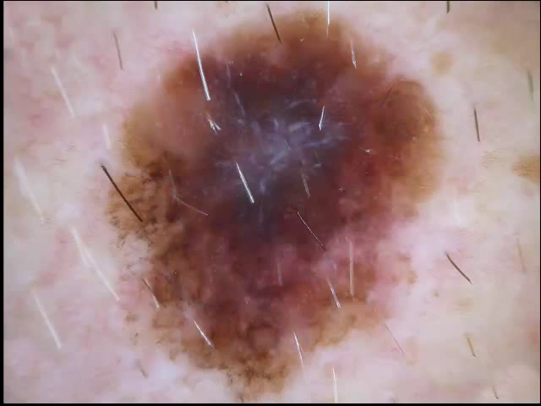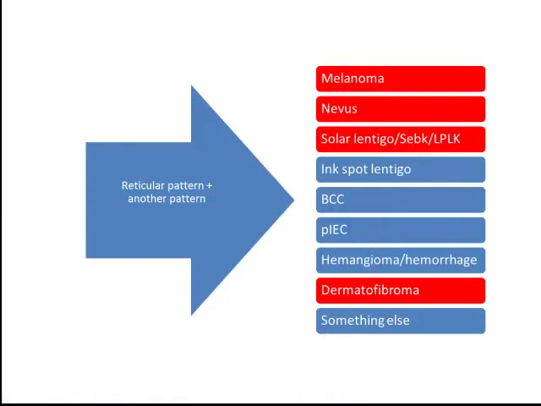This lesion here has two patterns, structureless and reticular lines. Now, forget structureless, reticular lines is more specific. What could a lesion with reticular lines be? Well, it could be a melanoma, it could be a nevus, it could be a solar lentigo, SEPK, LPLK, we combine this to one diagnosis, and a dermatofibroma.